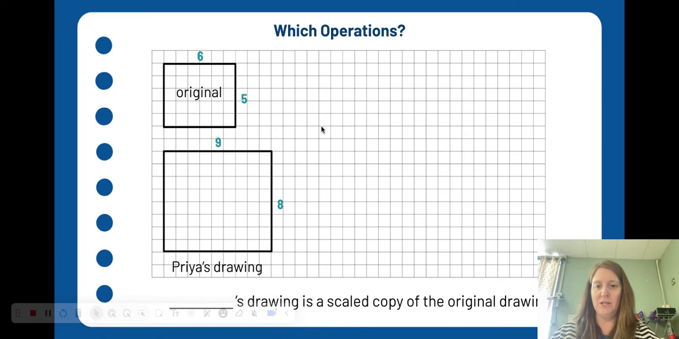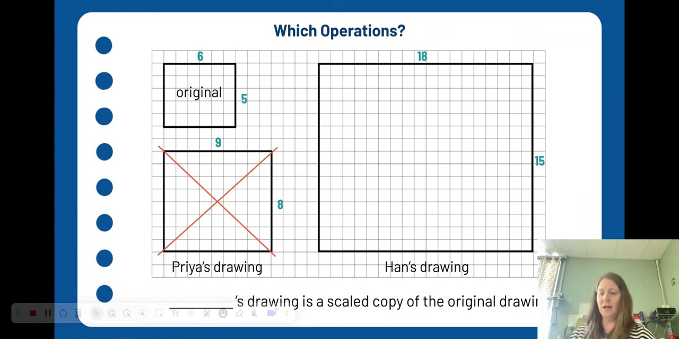So if you look at Priya's drawing and you count it, it's 9 by 8. Well, when you multiply 6 to get 9, you would have to do 6 times 1.5 to get 9. But 5 times 1.5 would give you 7.5, so that would not work. So Priya's drawing is not correct. So go ahead and mark that one out.